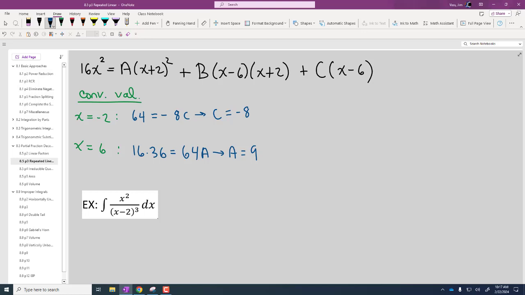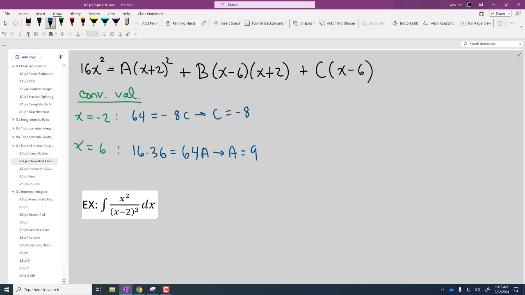Now, we could plug those in. Plug in c equals -8, plug in a equals 9, and start rearranging and combining things, and put anything that doesn't have a b in it, we could move it over to the left and set up a whole new equation. So that would be the hybrid approach. But we can also do something different.